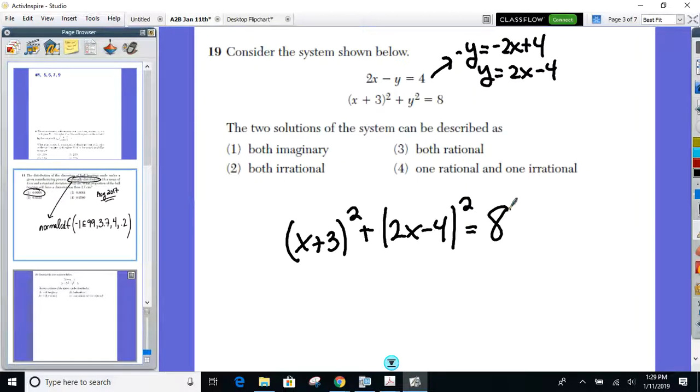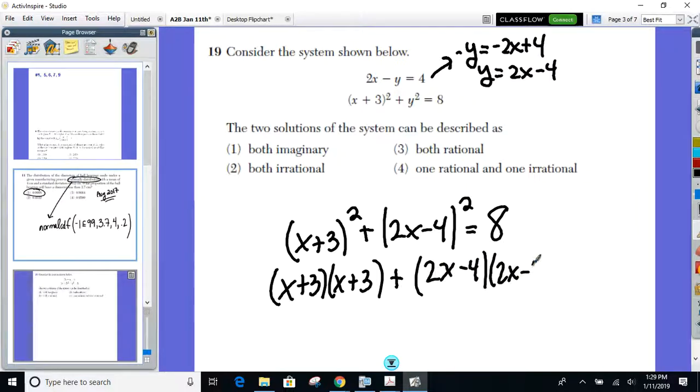Nobody's panicking yet. We got this. I start to panic now because I don't know what you're going to do here with these squareds. Hopefully just not apply it to the x and the 3. You're going to FOIL, double distribute x plus 3, x plus 3. And then because you had so much fun doing that, you're going to do it again. 2x minus 4, 2x minus 4.